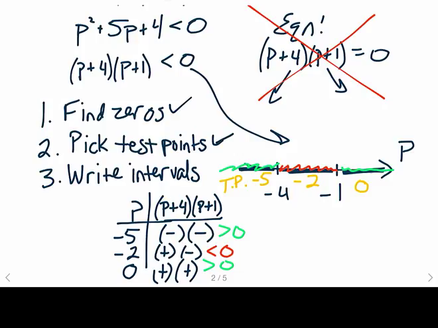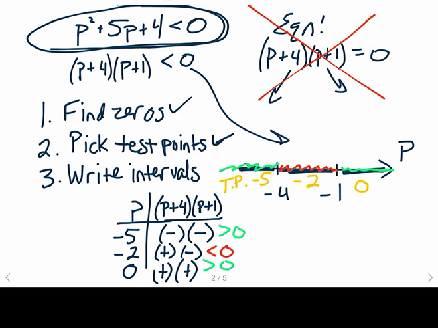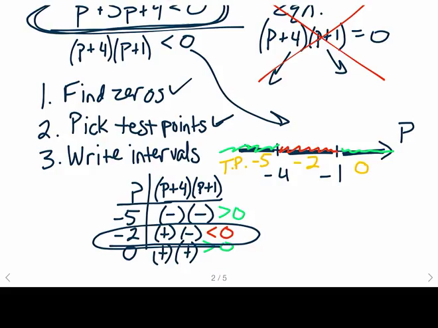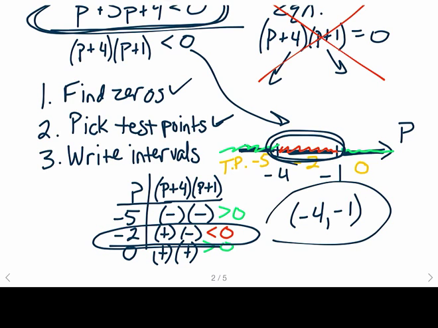Now our original inequality asked us to find where p squared plus 5p plus 4 was less than 0. That corresponds to negative outputs. So our inequality's solution is going to be from negative 4 to negative 1, because that's the interval over which the outputs are negative, with parentheses because it was a strict inequality.